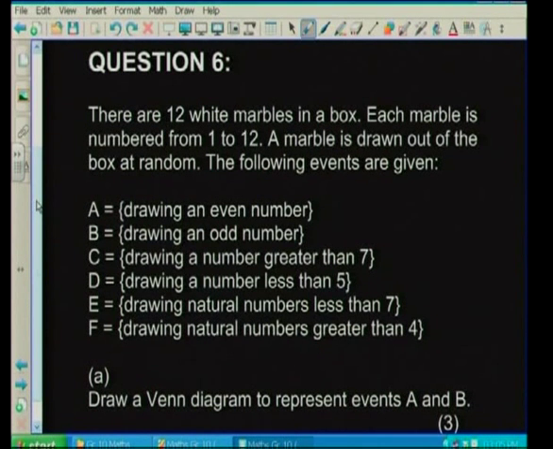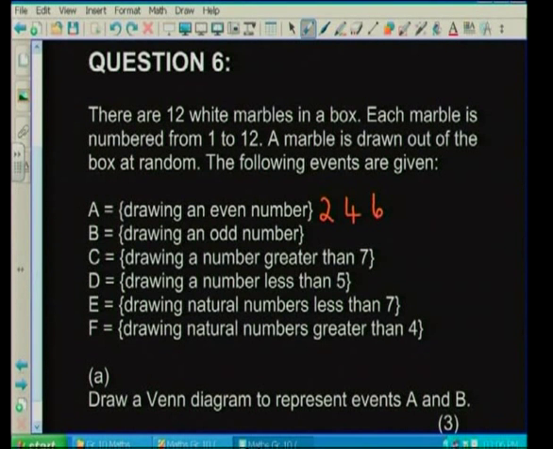So we could be drawing an even number. We could be drawing an odd number. We could be drawing a number greater than 7, a number less than 5, a natural number less than 7, and a natural number greater than 4. Now, boys and girls, this is not difficult, but I think it's quite a nice exercise also just in your number theory to quickly write down what you think all of these sample spaces are. So think of our numbers 1 to 12. I'm not going to put them down again. Our even numbers from 1 to 12 will be 2, 4, 6, 8, 10, and 12.